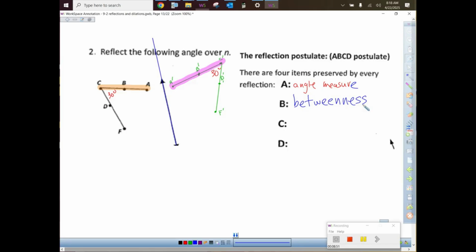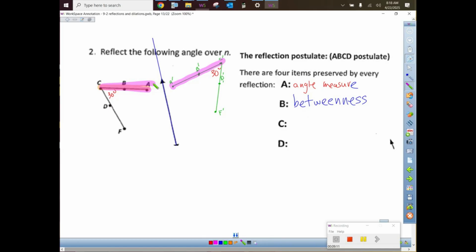You'll see this 5,000 times between now and test day. What are 4 things preserved by every reflection? Angle measure, betweenness. C is the tough one. How do you feel about these 3 points right here? Did they all line up? Yes or no? Starts with a C. What's that word that means they all line up? Collinear. Do you think A prime, B prime, C prime should be collinear? If A, B, and C are collinear, then shouldn't these be collinear also?